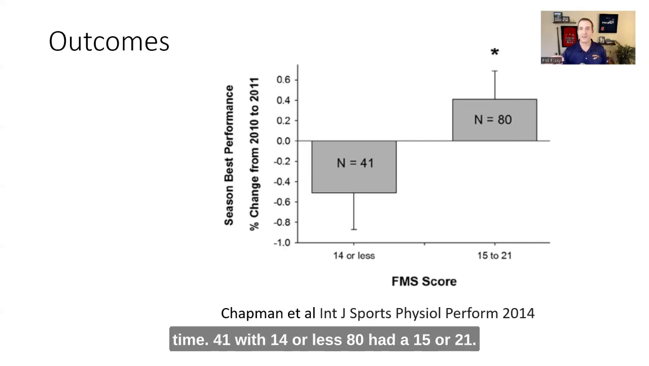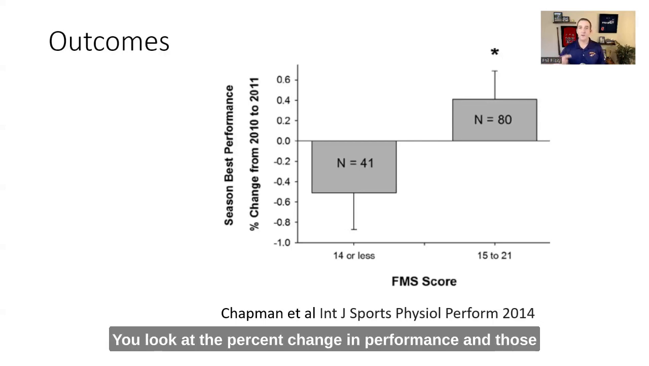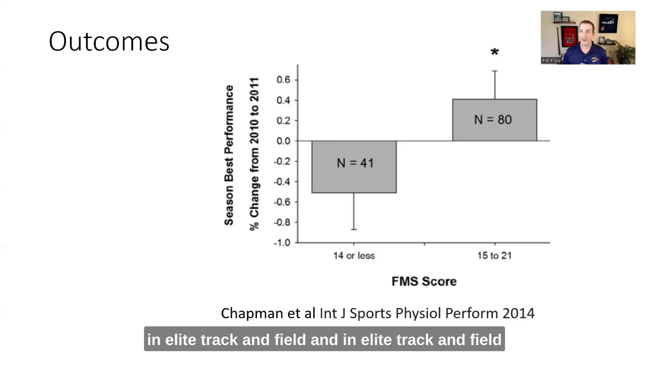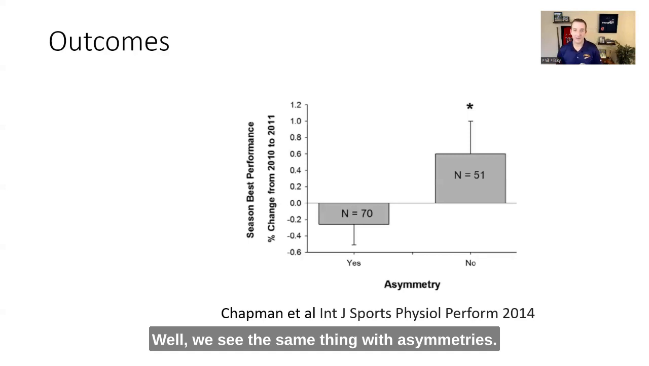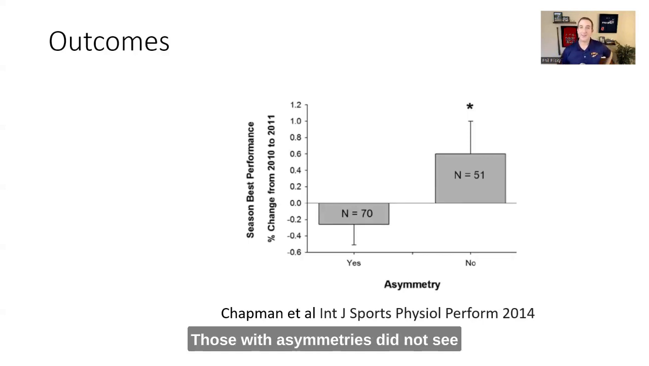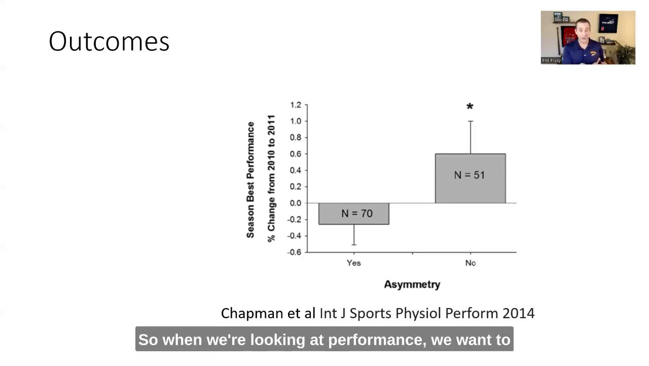41 had 14 or less, 80 had a 15 or 21. You look at the percent change in performance, and those who were higher scoring, which again means fewer 0s and 1s is how we want to think about that, they had a greater improvement in speed. And these are elite track and field athletes, where hundredths of a second obviously matter a big deal. Well, we see the same thing with asymmetries. Those with asymmetries did not see that increase in speed. And again, when we're looking at performance, we want to see whether or not they have asymmetries.